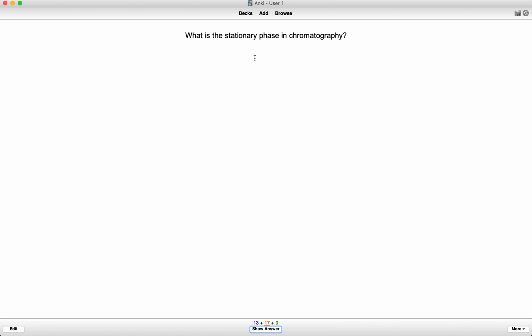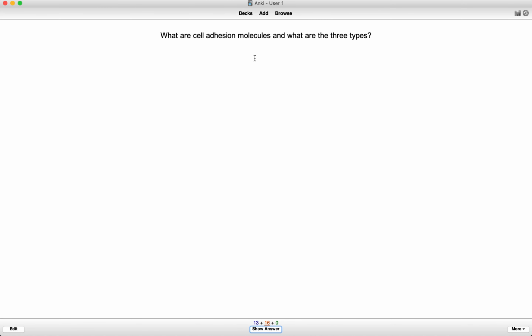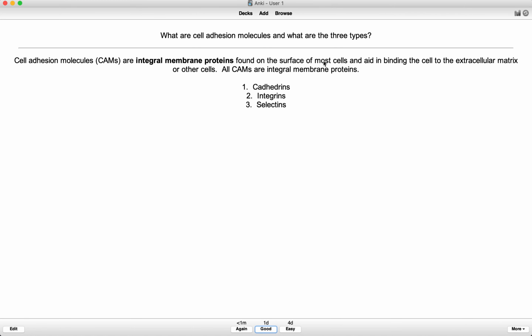What is the stationary phase of chromatography? It's the silica bead or alumina bead, and they're polar, and they don't move. They allow for cell adhesion of all integral membrane proteins. They allow cells to stick to the extracellular matrix or to other cells. The three types are cadherins, integrins, and selectins.